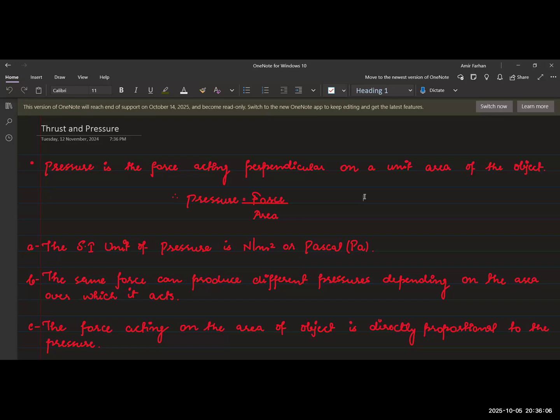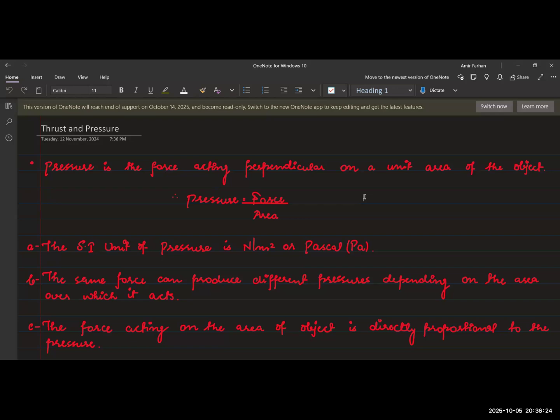Clear, all of you? The next thing is the SI unit of pressure, which is either Pascal or Newton per meter square. Both the values are right, both are true. You can take any of them, so don't get confused. Okay?